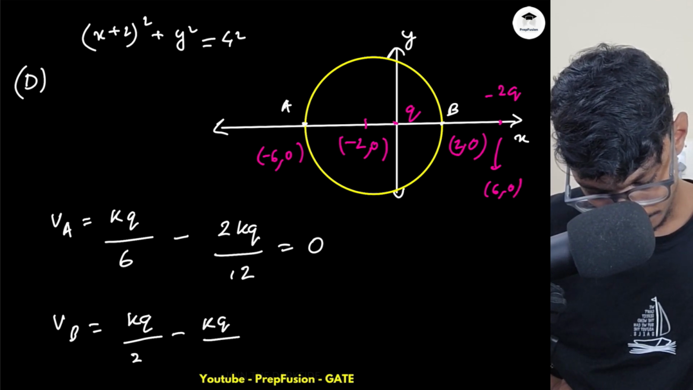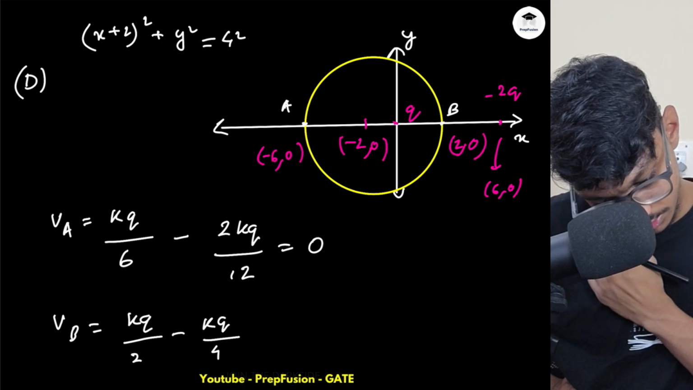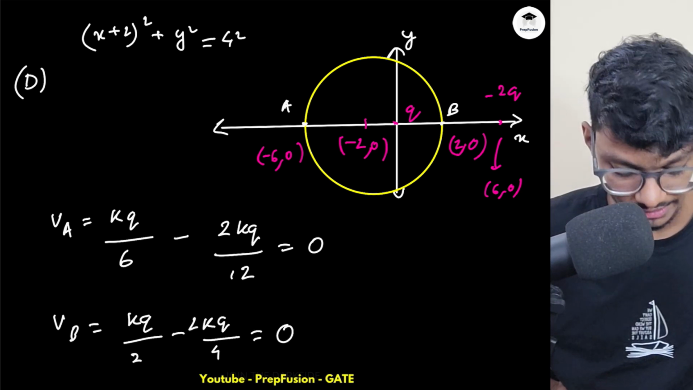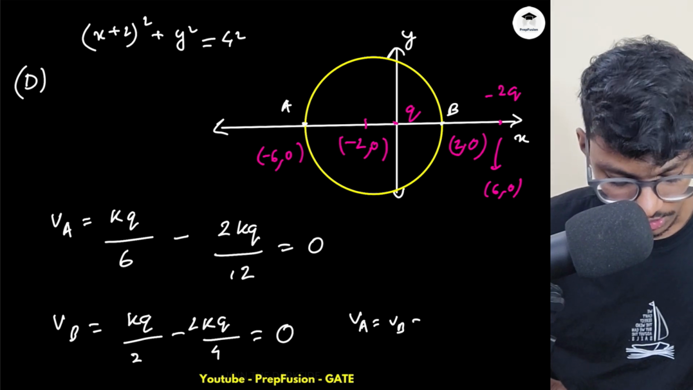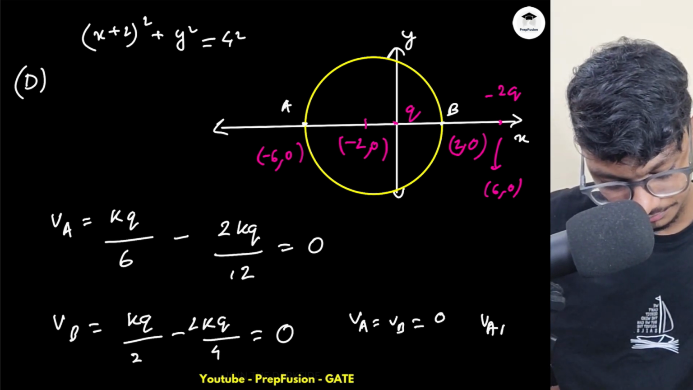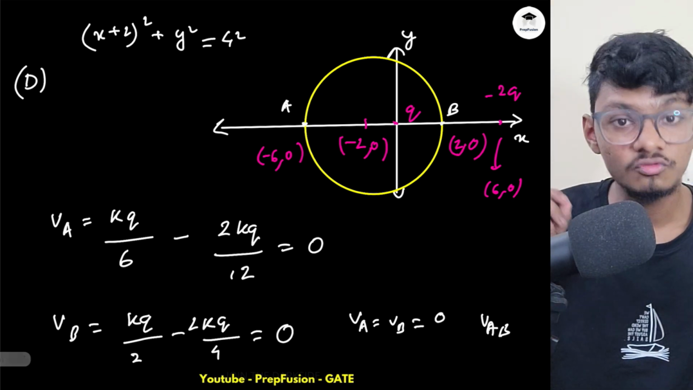kq by 4, correct. Sorry, this is 2kq by 4, so this will come out to be 0. So here I can observe that VA is equal to VB, so obviously this surface is equipotential because my VAB equals 0. Now in what other way can you solve?